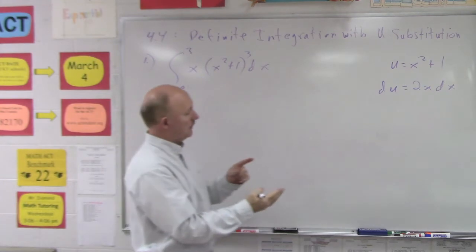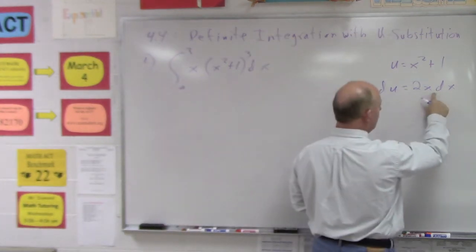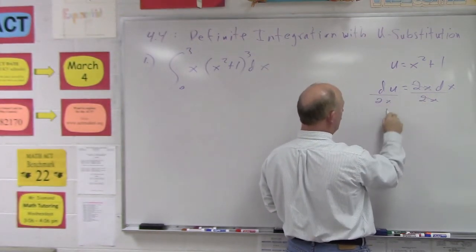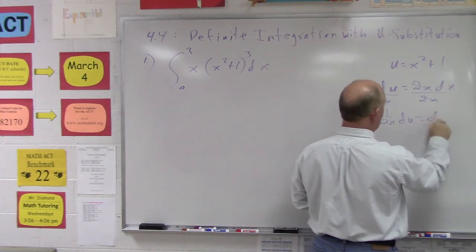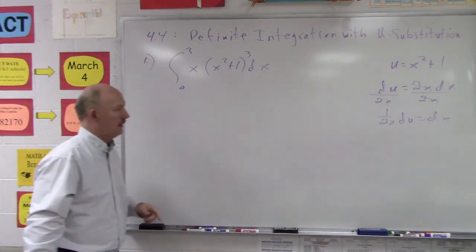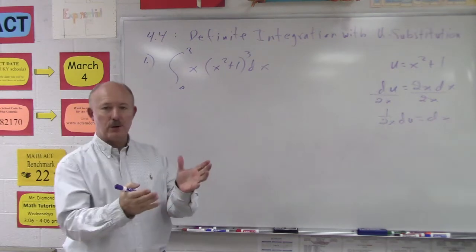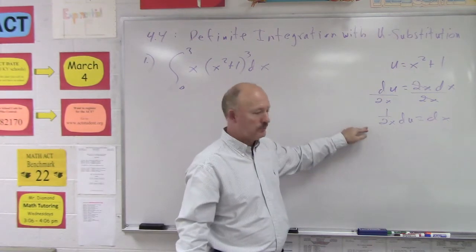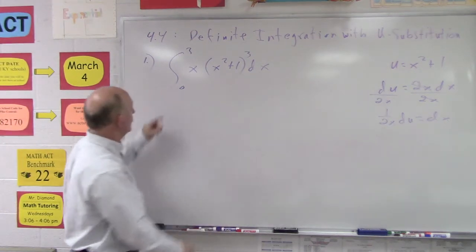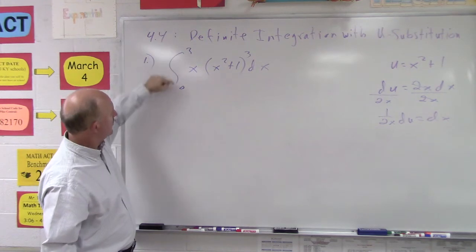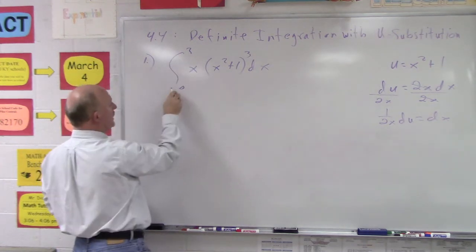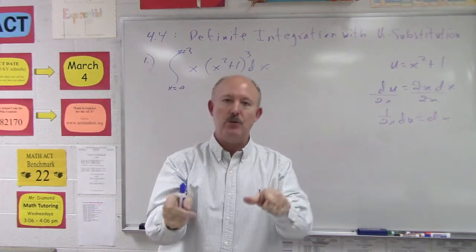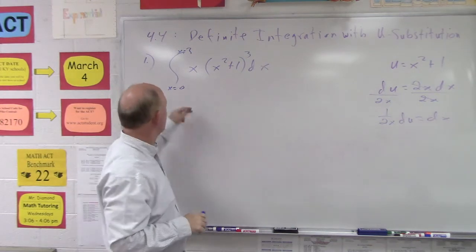Now to get ready for our substitution, let's solve this little expression for dx. We're going to divide this side by 2x. We have 1 over 2x du equals dx. Now we're ready to convert the integrand from an integrand in terms of x to one in terms of u. But there's still one more thing we got to do. We're going to have to change the upper and lower bounds. When you see 0 and 3, remember this is x equals 0 and x equals 3. So we need to convert those now to upper and lower bounds in terms of u also.